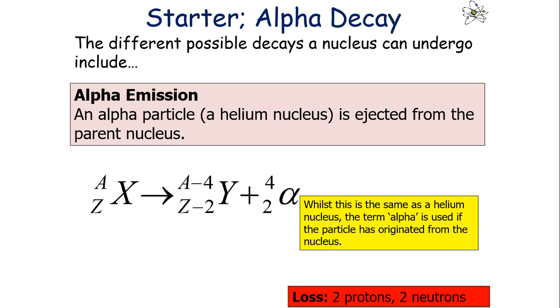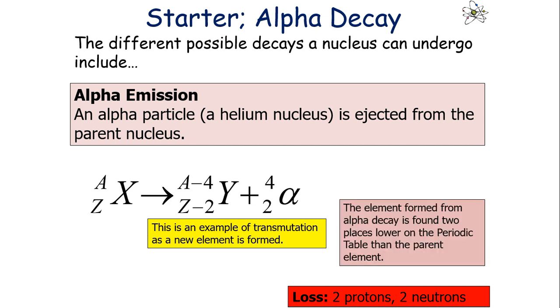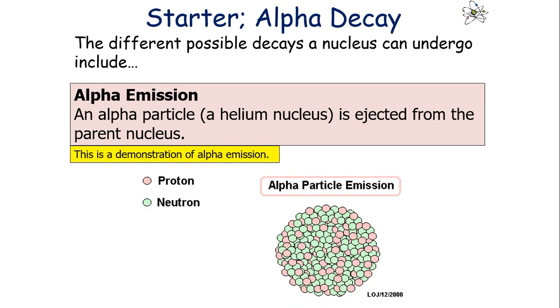Now, whilst this is the same as a helium nucleus, the term alpha particle is used if the particle has originated from the nucleus. Again, this is an example of transmutation because we've got a new number of protons in the nucleus. A new element is formed, 2 places lower on the periodic table than the starting element. Each alpha particle is released with the same kinetic energy as there are no other products produced in the decay. There's only the alpha particle being emitted. So here's our demonstration of alpha particle emission going on.